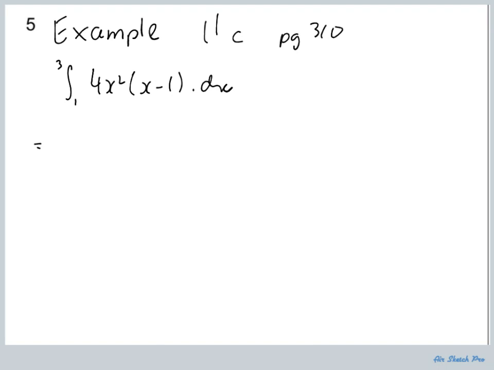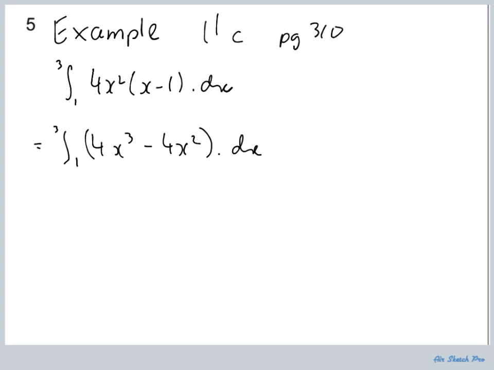In this case, it's really straightforward. We simply expand it because then we'll have a bunch of terms added and subtracted together. So 4x squared times x is 4x cubed, and 4x squared times 1 is 4x squared. And so I've got that.